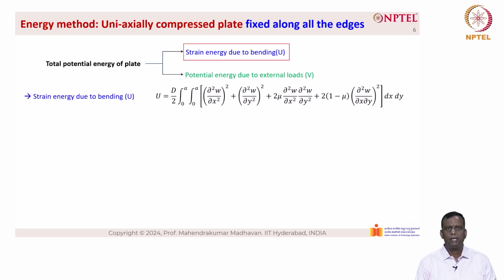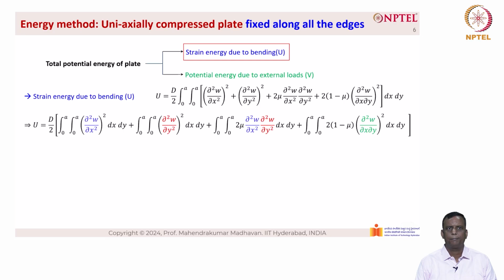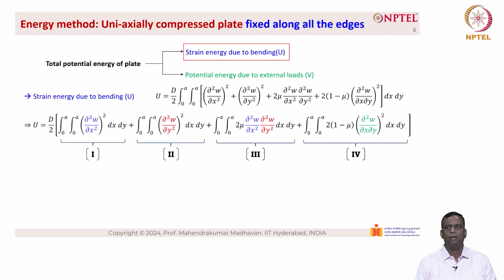So the strain energy due to bending, as we have seen already, U equal to D/2 into the double integral from 0 to a of (∂²w/∂x²)² + (∂²w/∂y²)² + 2μ(∂²w/∂x²)(∂²w/∂y²) + 2(1 − μ)(∂²w/∂x∂y)² dx dy. Now we can expand this integral by including each term under the double integral, and this we do for one simple reason, because we can split this big equation into 4 small equations, because they all have 4 small integrals in this one. So we have split this equation, as you can see, as 1, 2, 3 and 4.